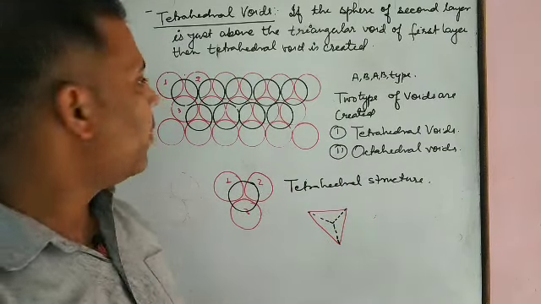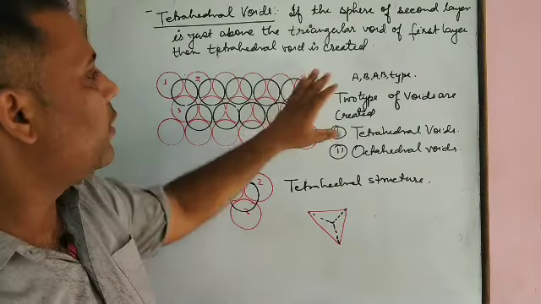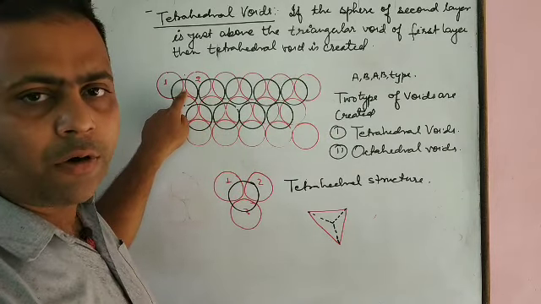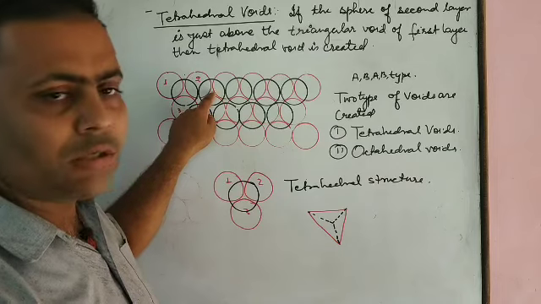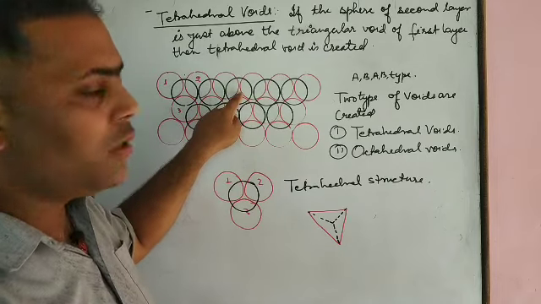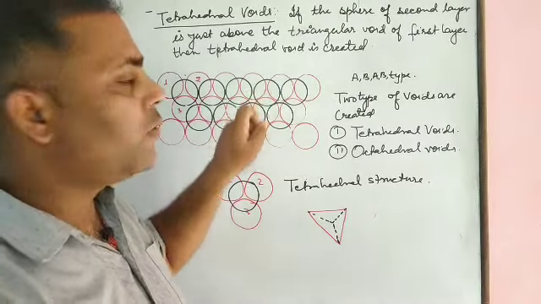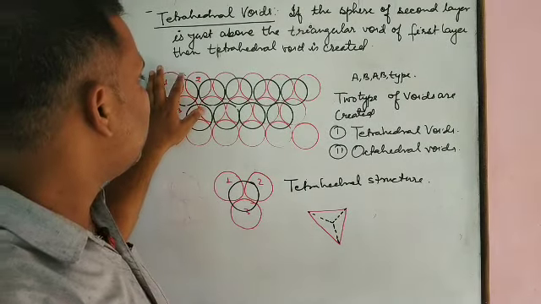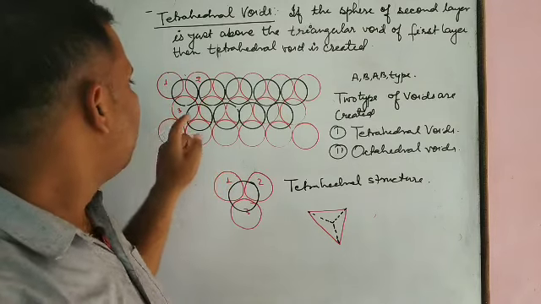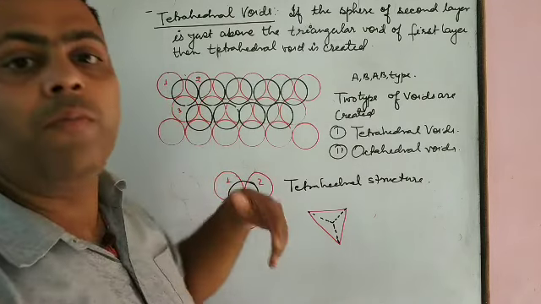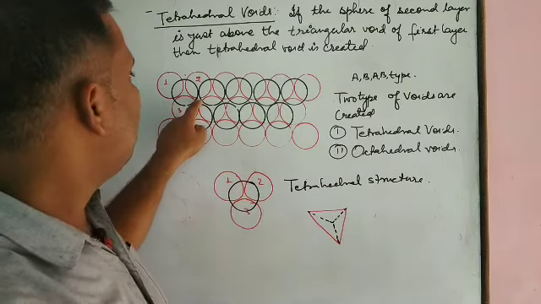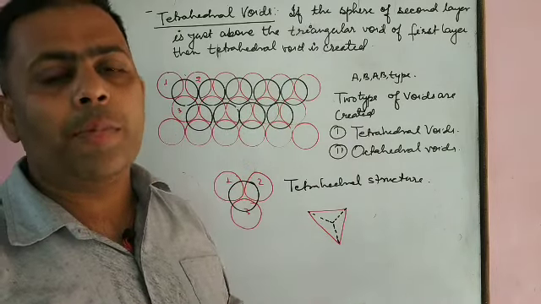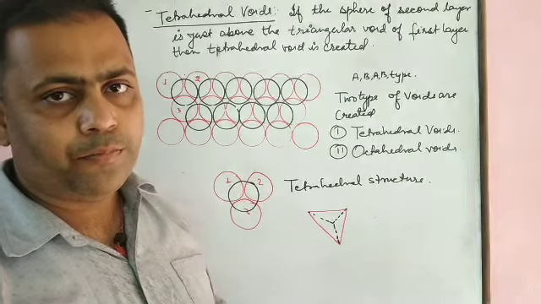Tetrahedral voids: when we have only the first layer, what do we see? This void is in the form of a triangle. This void, this void, and this void are also in the form of triangles. And they have their apex in the upward direction. The next one, we have one more kind of void. This void, this void, this void, and this void have their apex in the downward direction.